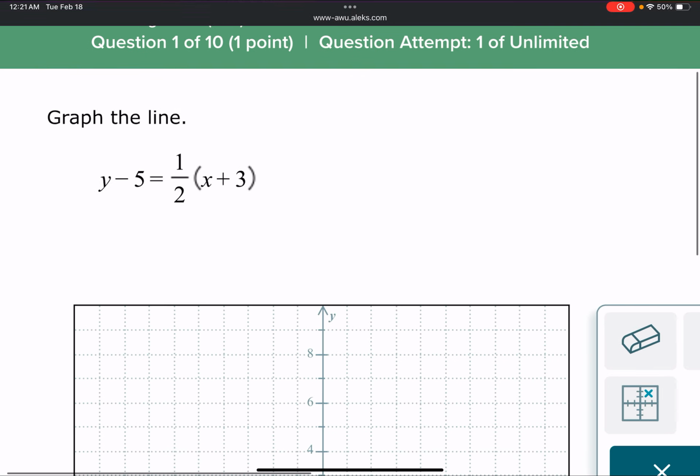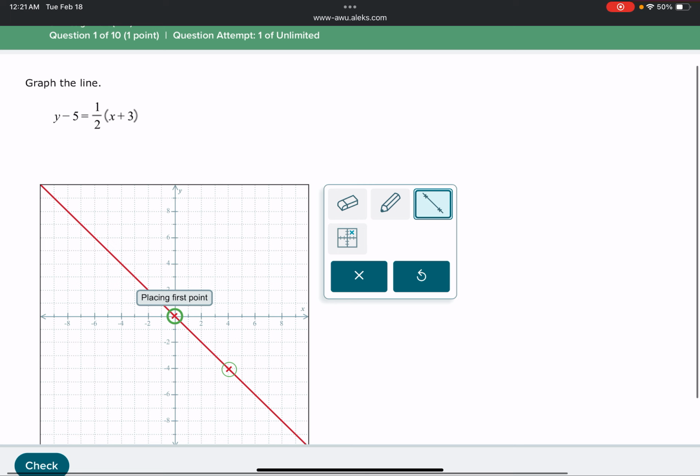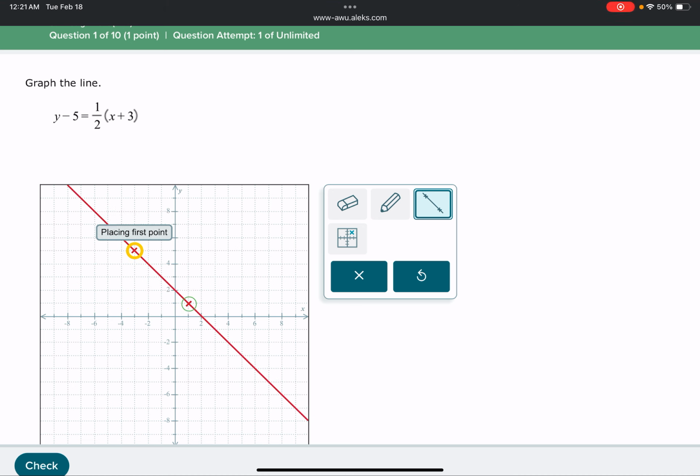So when we're looking at this first one, we have a y minus 5. That means that y coordinate is a positive 5. And then your x coordinate, since it's a plus 3, that means that's actually a negative 3. So we have the coordinate of negative 3 and then a positive 5. So then you're going to go to negative 3 and then up to 5. So that's your first dot.